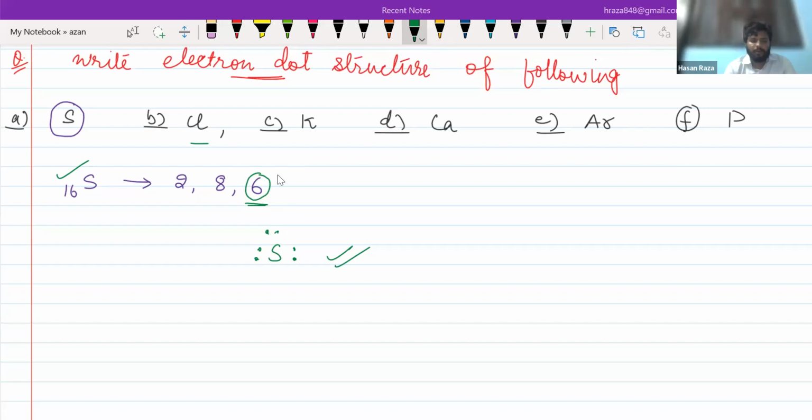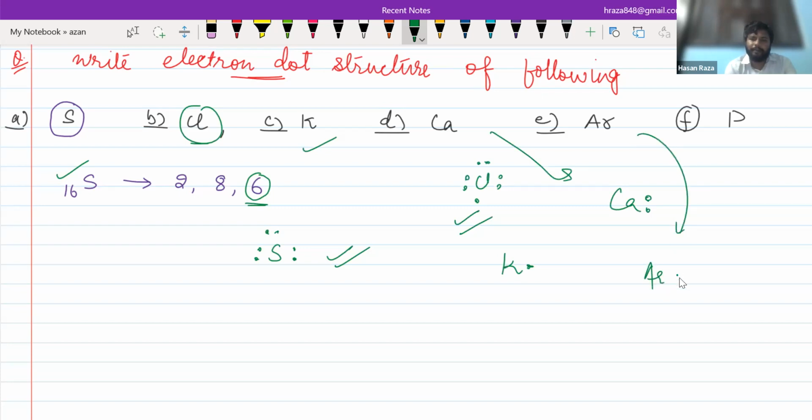Very good. So now I'm just matching the answer. This is chlorine. Chlorine will have 2, 4, 6, and 7 because its valence electron is 7. Potassium only 1. Calcium will have 2. Argon will have 8. Phosphorus will have 5.